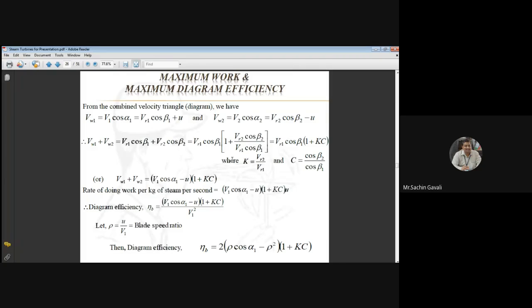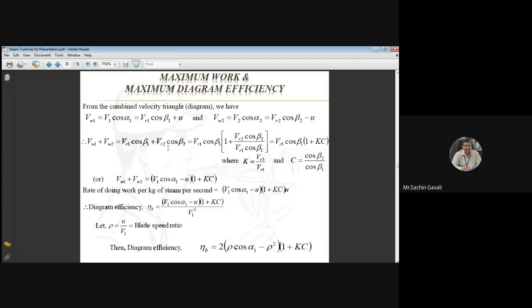Okay. On your screen, I think, which slide is now visible? Maximum work and maximum diagram efficiency. That slide is visible. Yes, sir. Okay. Thank you.